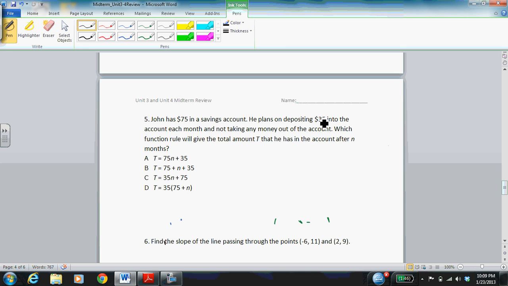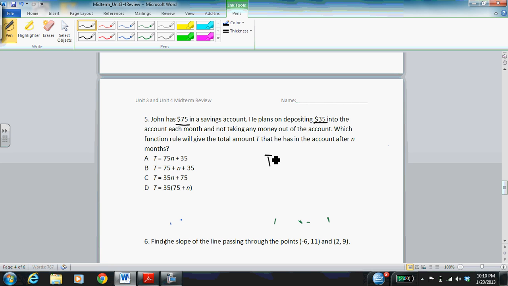So we've got two numbers, $75 and $35. We want to figure out which one corresponds to the rate of change, since it's a constant rate of change, $35 each month, and which one's the starting value. And I kind of just gave it away. 35 is the rate of change and 75 is the starting value.